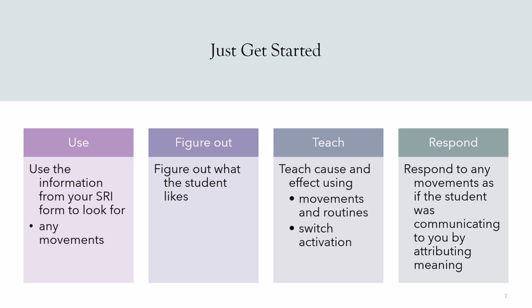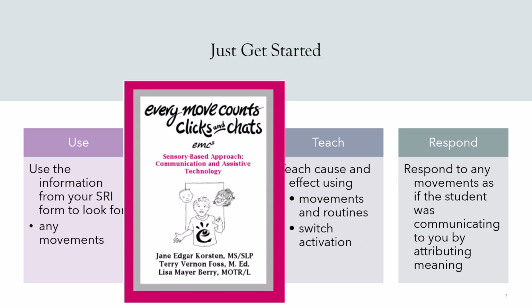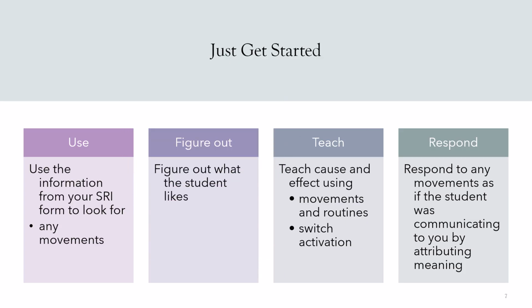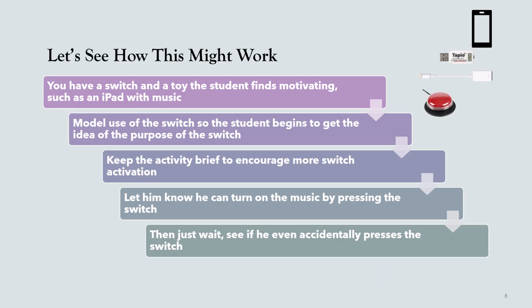First, use the information you gained from the student response inventory to look for any movements. Figure out what the student likes. If you can't see obvious likes and dislikes, try ideas from Every Move Counts, Clicks, and Chats. This is a sensory-based approach to communication and assistive technology for individuals with significant sensory motor differences, developmental differences, and autism. Just teach cause and effect using movements and routines or switch activation. Then respond to any movements as if they were purposeful by attributing meaning. Let's see how this might work.